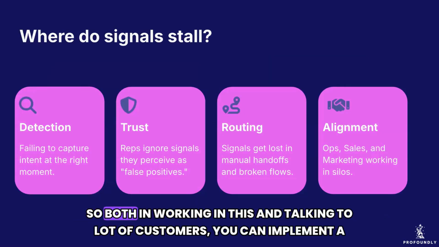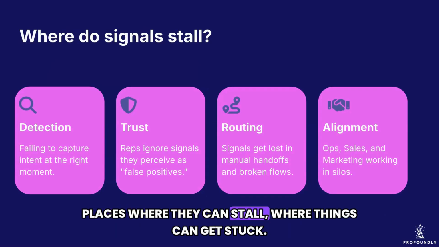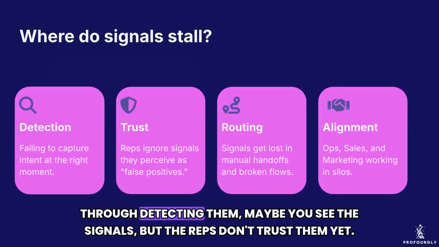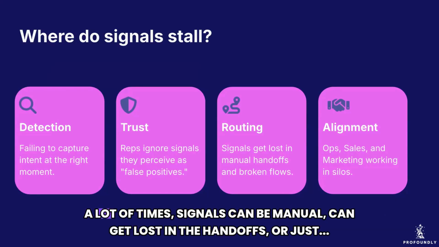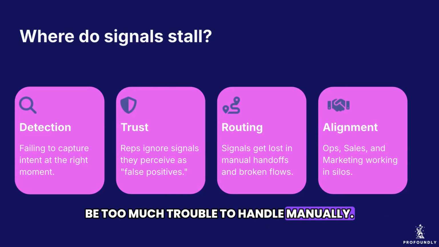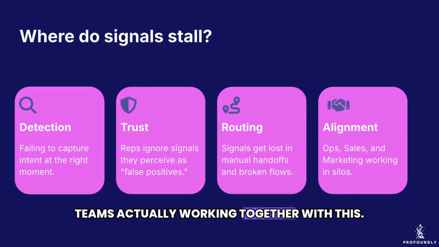In working on this and talking to a lot of customers, you can implement a system where you have signals and they're visible, but there are a lot of places where they can stall, where things can get stuck after detecting them. Maybe you see the signals, but the reps don't trust them yet. They're a new thing. How do I know that this thing is true? A lot of times signals can be manual, can get lost in the handoffs, or just be too much trouble to handle manually. And then I think this is the challenge of RevOps all the time: alignment. Are our teams actually working together with this?